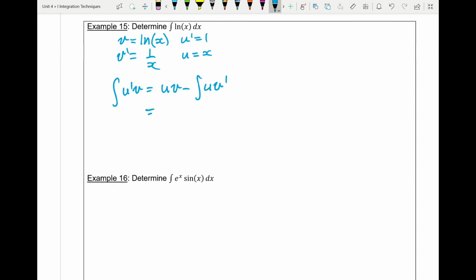So we get u times v is x natural log of x. We get integral of x on x dx. So x on x is just 1. So this becomes x natural log of x take x, because the integral of 1 is going to be x. We also have our plus c term.